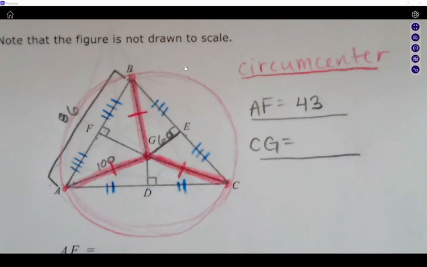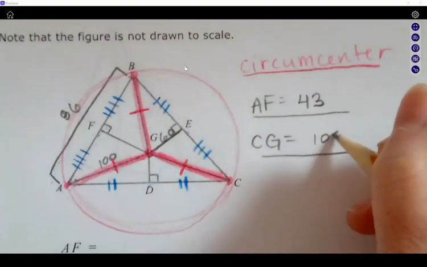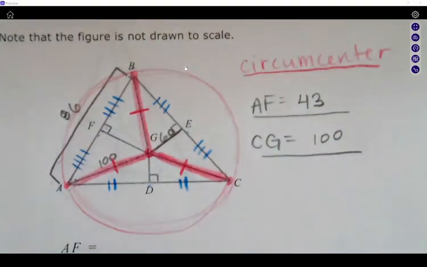Okay, so CG is from here to here. It's going to be congruent to AG, so it's 100. So far, have we had to do any hard work? Nope, not really. You just got to know your properties. Okay, the last thing we're going to find is BE.